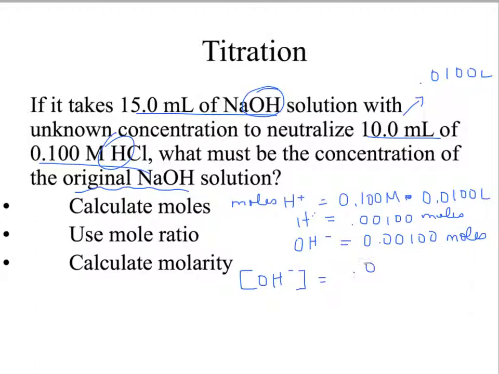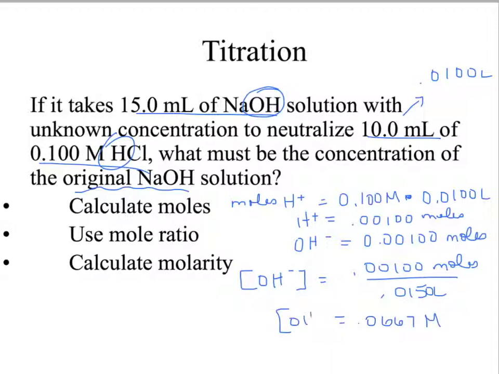is equal to moles divided by the volume in liters, 0.015 liters. Okay, so this is 0.0632, 3 sig figs, that's a 0 right there, 6, 7, and this is molar. So that's my concentration of hydroxide. Because sodium hydroxide only has one hydroxide ion, it's also the concentration of the original sodium hydroxide.